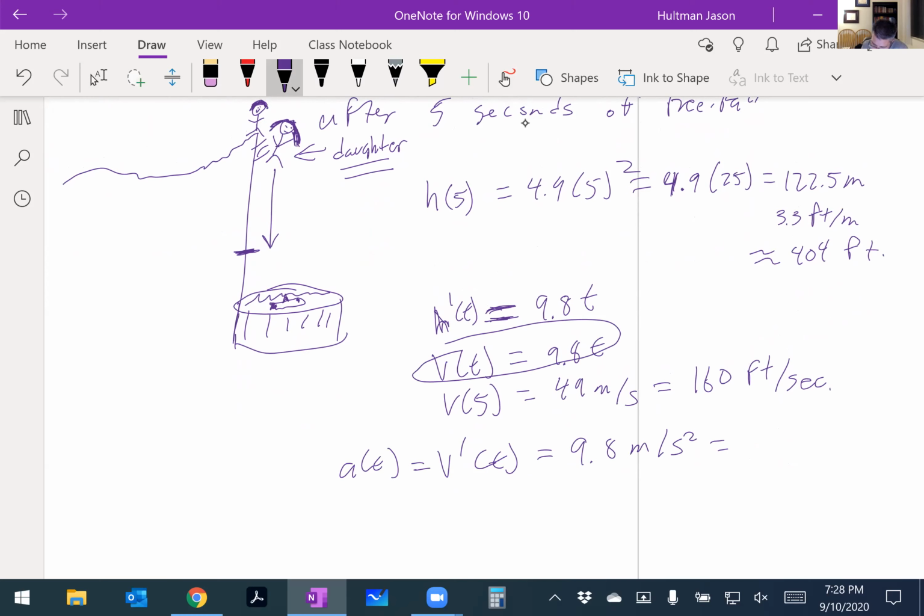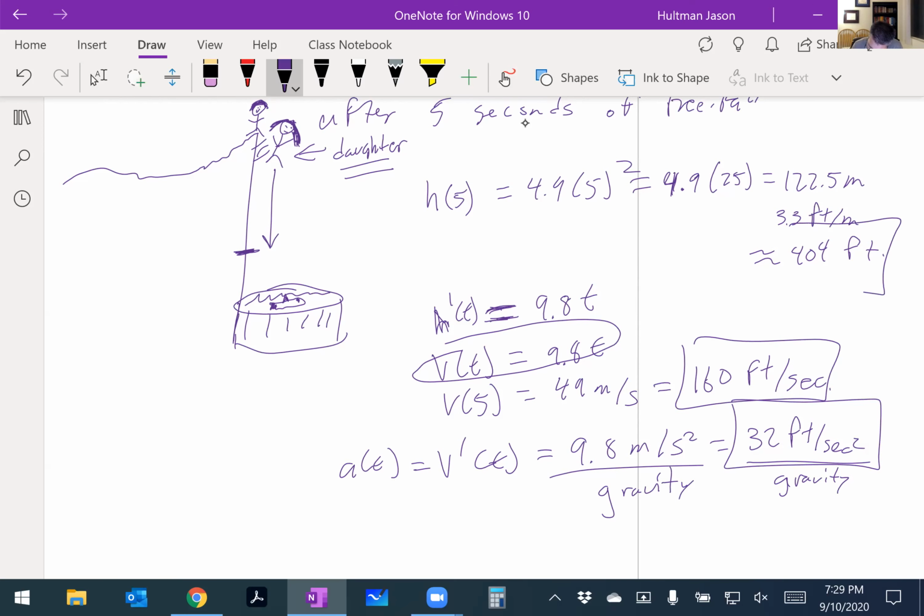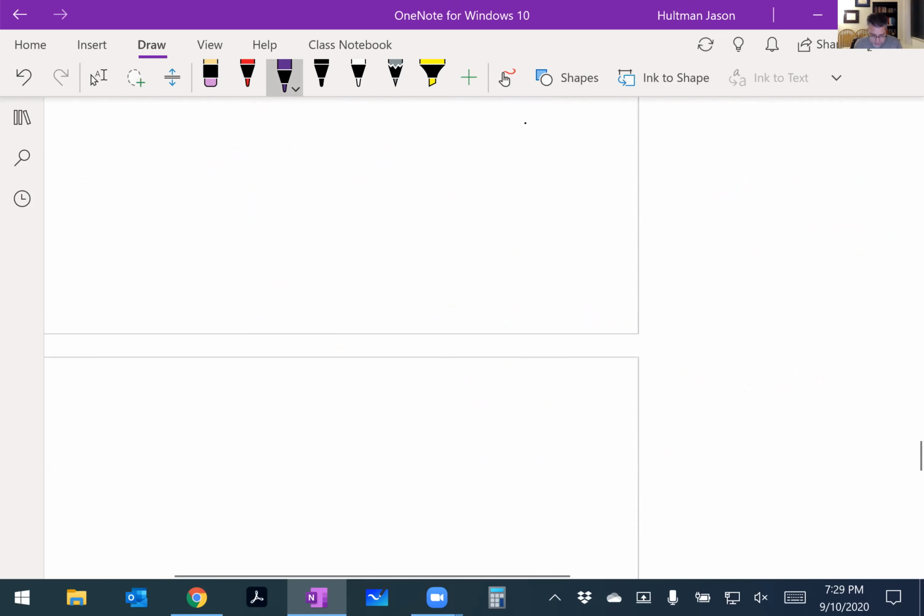You're always constantly accelerating 9.8 meters per second squared, which is basically 32 feet per second squared. Why would you always be accelerating at the same rate? Because gravity is always pulling you down at a constant rate. Acceleration due to gravity. Okay, so there you go. We got that one, and that one.